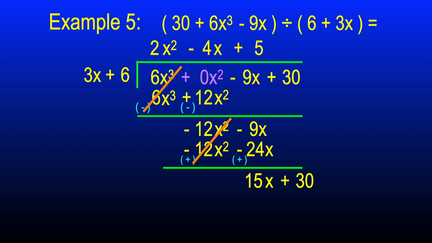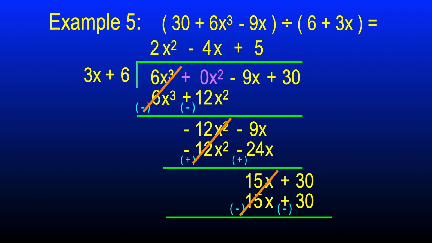And then, multiply twice. 3x times 5 is 15x. Then, positive 6 times positive 5 is positive 30. Then, divide. Change the sign. Cancel kasi 0. So, 0 ang difference. So, the quotient is 2x squared minus 4x plus 5.